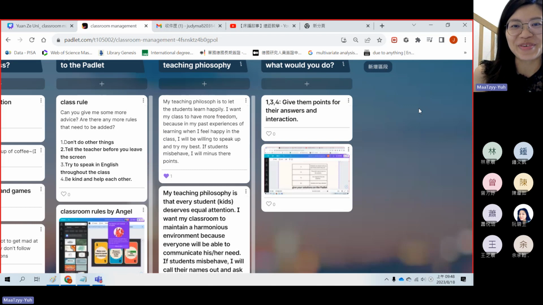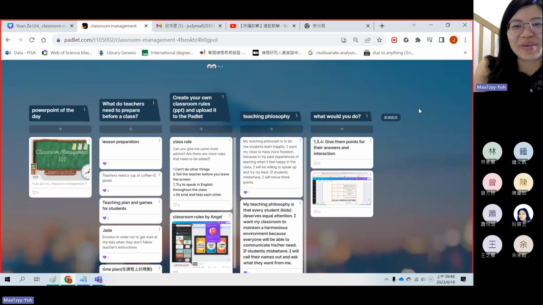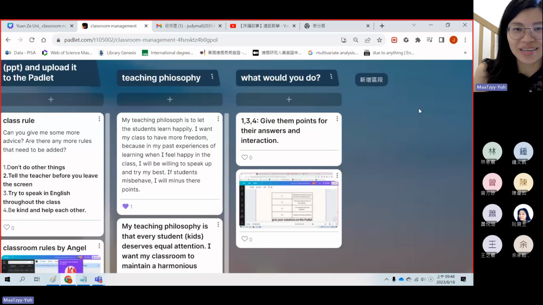Okay, for 1, 3, and 4, they will be giving points or taking them out. Okay. But what about number 2? Or what about other people? What do you think?